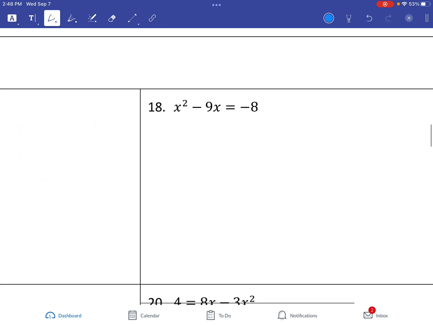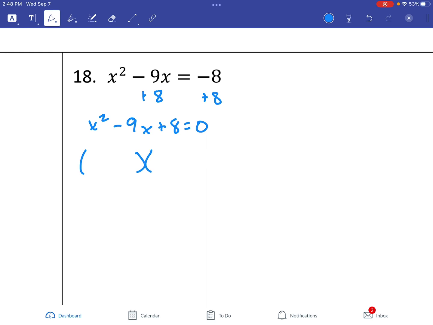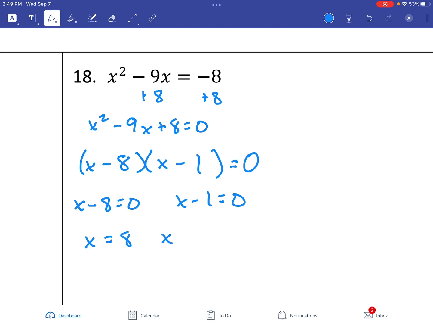In 18, before I can factor this, I have to get all the terms on the same side. I would like to add 8 to both sides. So I have x squared minus 9x plus 8 equals 0. Got to get it equal to 0 first before you can start factoring. All right, so I need to find two numbers that multiply to be 8 but add up to be -9. That would be -8 and -1. And then take each one of my factors, x minus 8, set it equal to 0, x minus 1, set it equal to 0, and solve for x for both. 8 and 1 would be my answers.